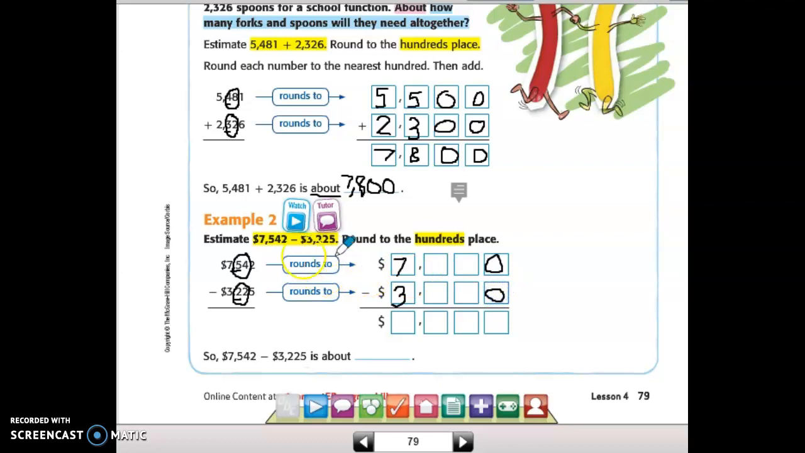Just procedure, no math yet. Now I'm getting to the math. 54. Now I've got my number line, 50 on one side and 60 on the other. And 54 is closer to 50 on that number line, so I'm going to round 54 down to 50.